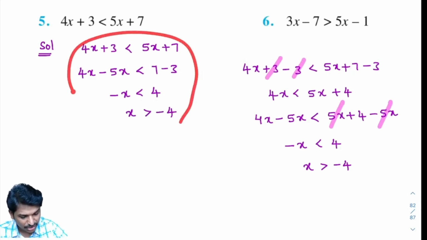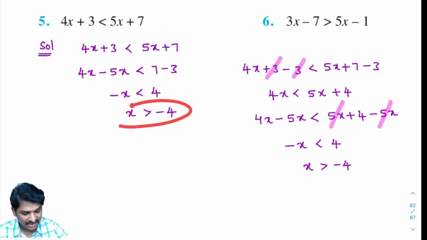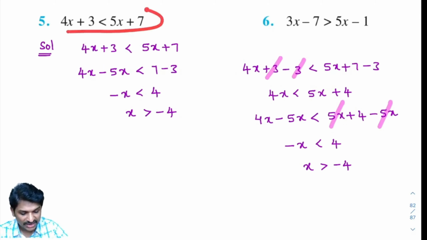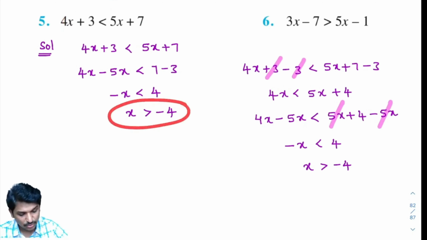You see how simple it is, no need of doing this procedure. Right? x greater than minus 4. Now, what is the question? What real values of x satisfy this inequality? You take any real x value which is greater than minus 4, and that satisfies this inequality.